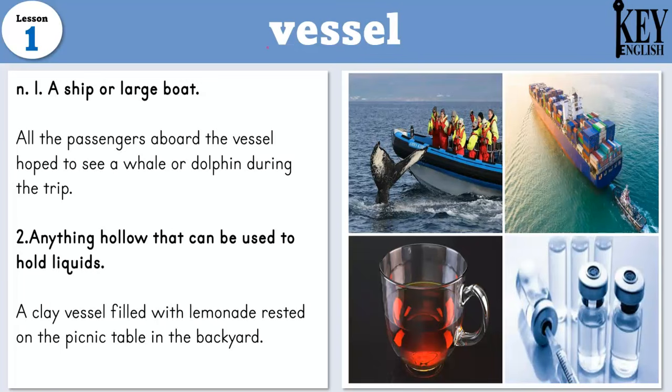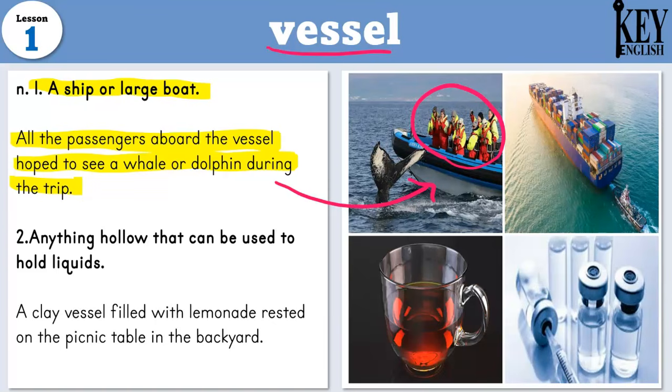Our final word is vessel. Vessel has two meanings. The first meaning is a ship or large boat. The example says, "All the passengers aboard the vessel hope to see a whale or dolphin during the trip." So we can use this word vessel as another way of saying boat or ship. So I could say the people are on the ship, or I could say the people are on the vessel.